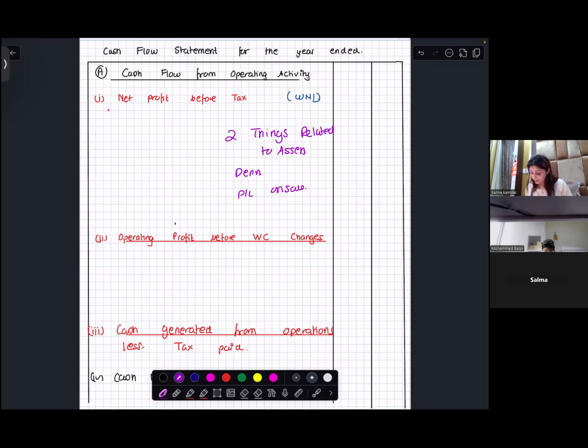How do you get depreciation? Closing minus opening plus sales. How do you get the profit or loss on sale of that asset? Closing minus opening. Profit or loss on sale of assets.